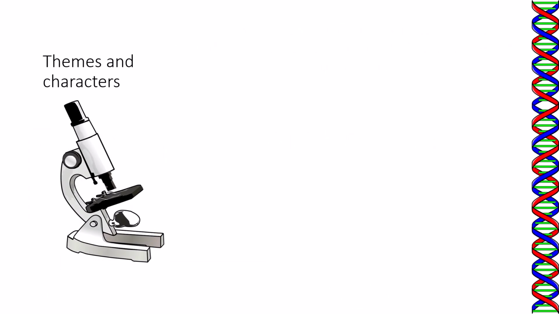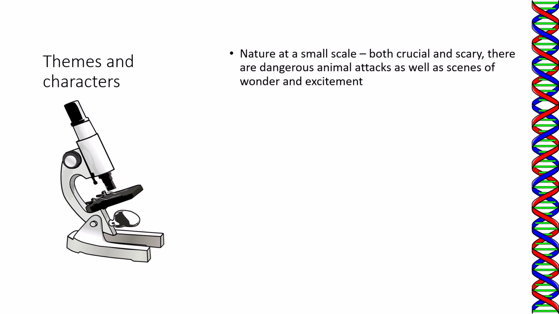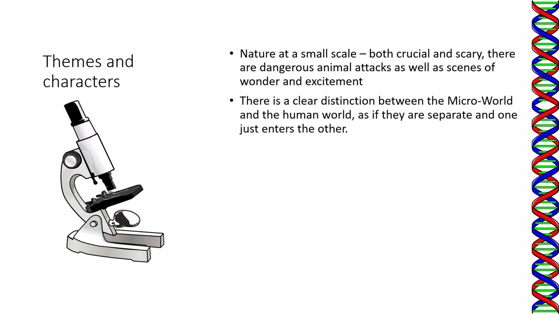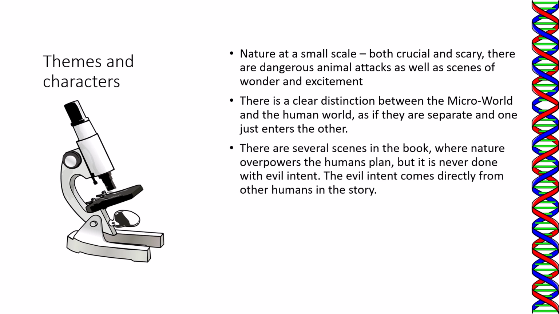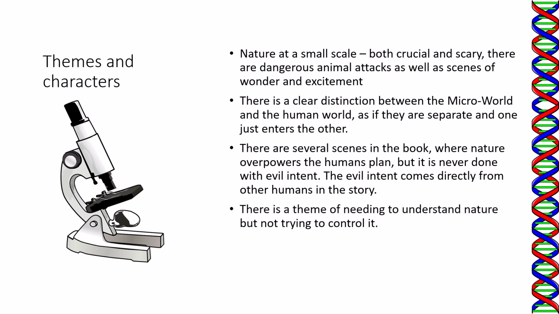For the ingredients to this story, let's collect all the themes and character traits that make up the story in the book. One theme is nature at a small scale, how it is both crucial and scary. There are dangerous animal attacks as well as scenes of wonder and excitement in the book. There is a clear distinction between the micro world and the human world, as if they are separate and one just enters the other. There are several scenes in the book where nature overpowers the human's plan, but it is never done with evil intent. The evil intent comes directly from other humans in the story.